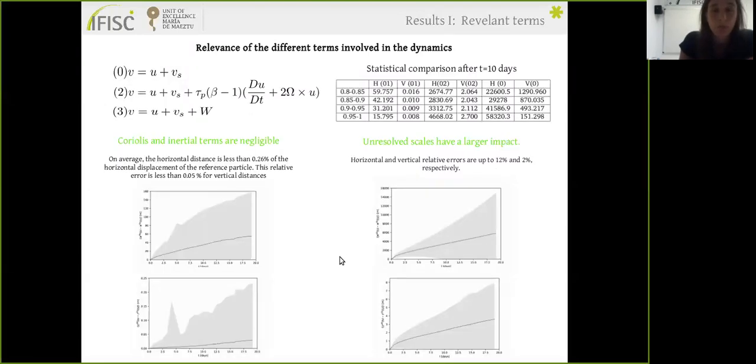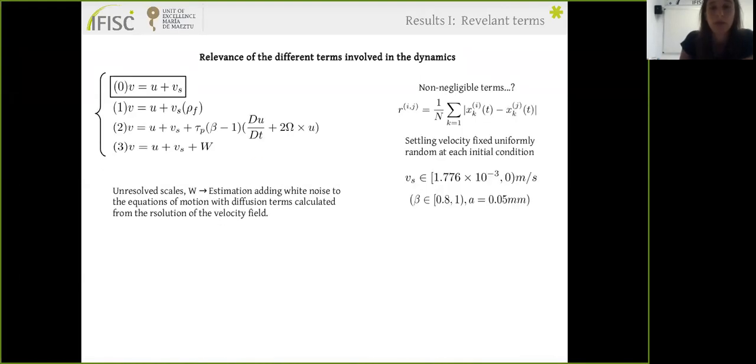So, it's important to say just one thing in this method that we also do, that is related to the sinking velocity. For doing so, we now fix the sinking velocity, which is in the range of these parameters, beta in the range of 0.89 and 1, and A is 0.05 millimeters. So the sinking velocity is ranging in this range. But each particle is released with one fixed sinking velocity for all its trajectory. So for each particle in the Mediterranean Sea, we have a different sinking velocity, but it is fixed for the full trajectory for each particle.